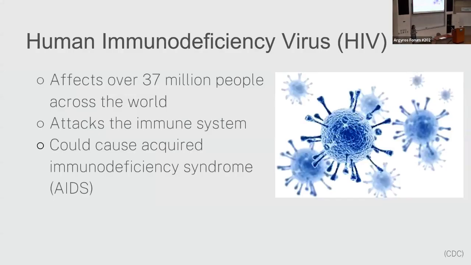So starting off, we are investigating HIV, which is the human immunodeficiency virus, and it affects over 37 million people worldwide. So it is a very prominent disease that we would like to investigate. And it attacks the CD4 T cell of the immune system, and it could cause acquired immunodeficiency syndrome, or AIDS, if left untreated. And until recently, there has been no cure.